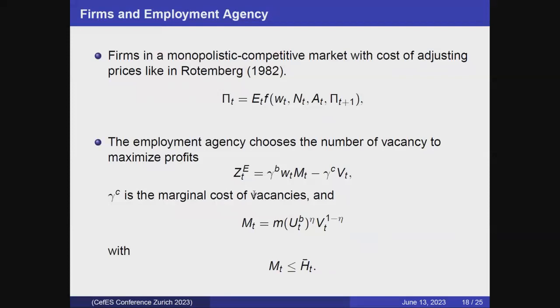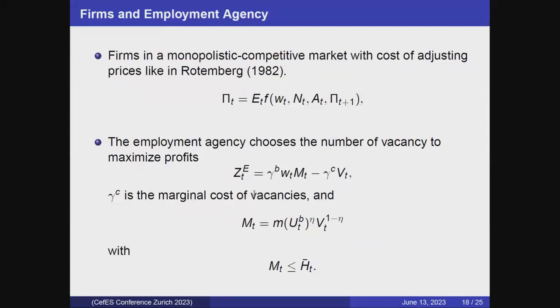And then they get revenue from where? From the workers, which they were paying this fee, gamma B. So the revenue of the employment agency is gamma B times the salary of the worker and the number of matches, okay? So for every match, you get the fee on the wage.